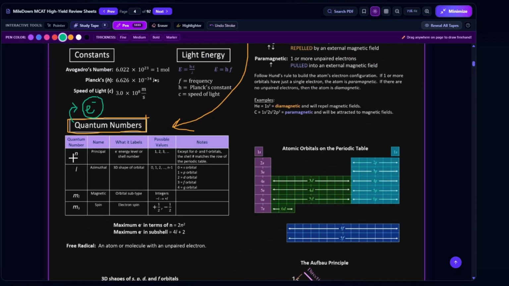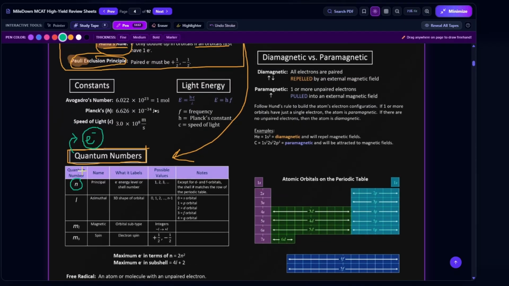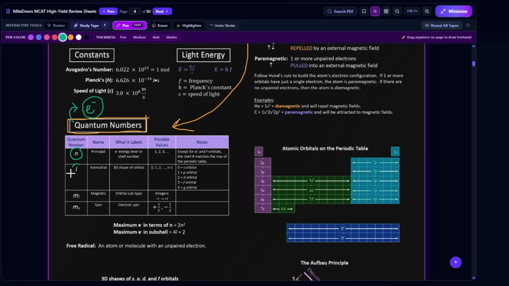So n is a quantum number. It's not an actual number here, but it holds possible values that are numbers. The quantum numbers are n, L, ML, and MS. n is also called the principal quantum number. L is also known as the azimuthal quantum number. ML is also known as the magnetic quantum number. MS is also known as the spin of the electron.